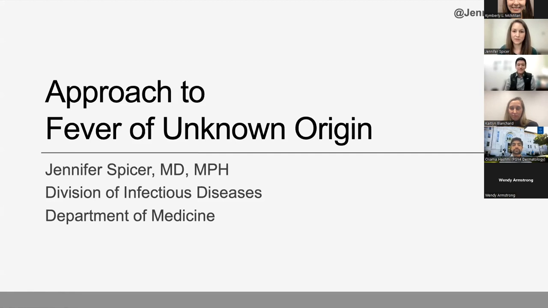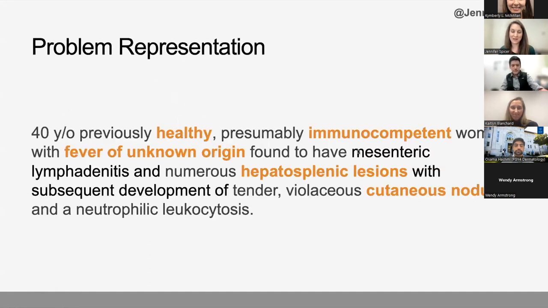And so what I'm going to talk about today is the approach to fever of unknown origin, which I think is something that we get consulted for a lot, and taking into account some of the specific factors in this case. So I didn't have all of the information that was previously shared, but some of it to start the case.